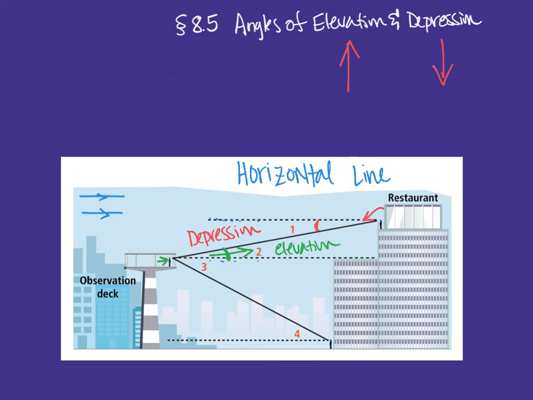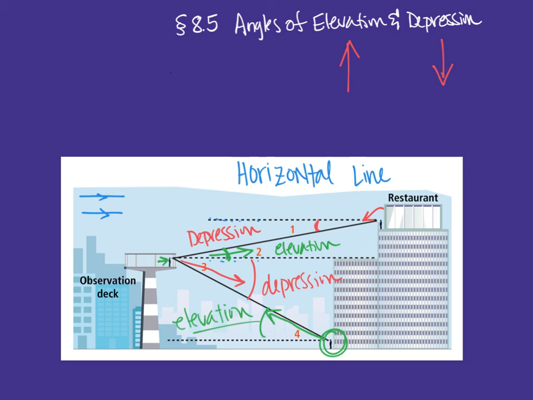Now the guy on the observation deck might also be looking down towards the bottom of the restaurant, the bottom of the building. So if he's looking down this way, angle 3 would be an angle of depression. And then our last guy over here, he's looking up towards the guy at the observation deck, and so his angle 4 is an angle of elevation. So it's kind of like that idea of the reference angle. So where am I and what am I looking towards? Depending on what I'm looking towards, that's going to be my angle.